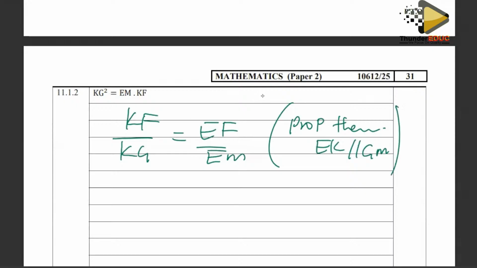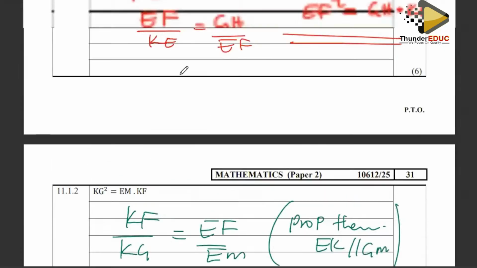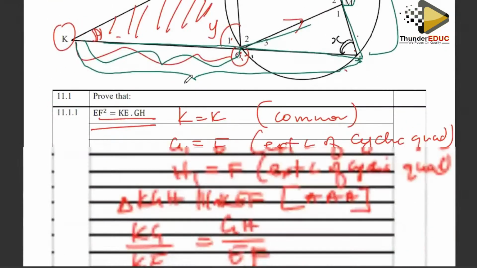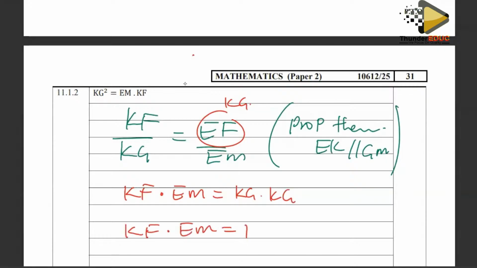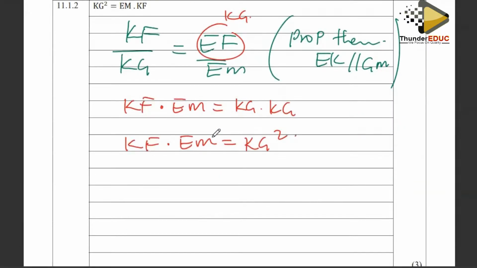Then what did they tell us? Sides that are the same, KG is the same as EF. So let's change the EF into a KG. Meaning that KF multiplied by EM is equal to KG times KG. So meaning that KF times EM is equal to KG squared. That's what the question wanted using the proportionality theorem. And then 11.2.